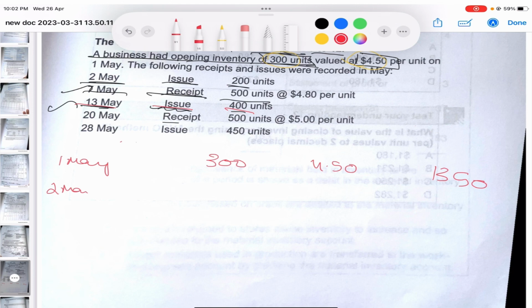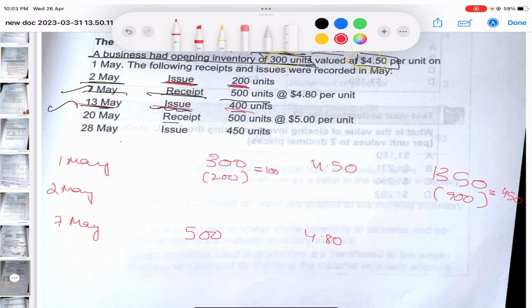On 2nd May, I had issued 200 units. So from here, I'm going to minus 200, right? 200 times 4.50 is 900. So I'm going to minus 900 over here as well. So here I'm going to be only left with 100 now. And here I'm going to be only left with 450. Alright. Now on 2nd May, the issue has been done. On 7th May, I received 500 units at 4.80 each.